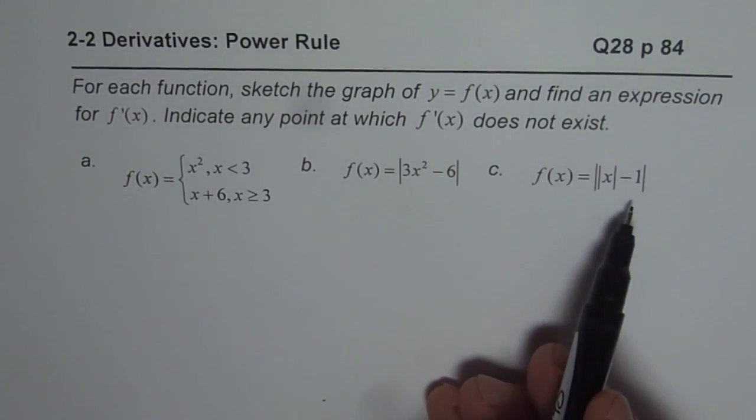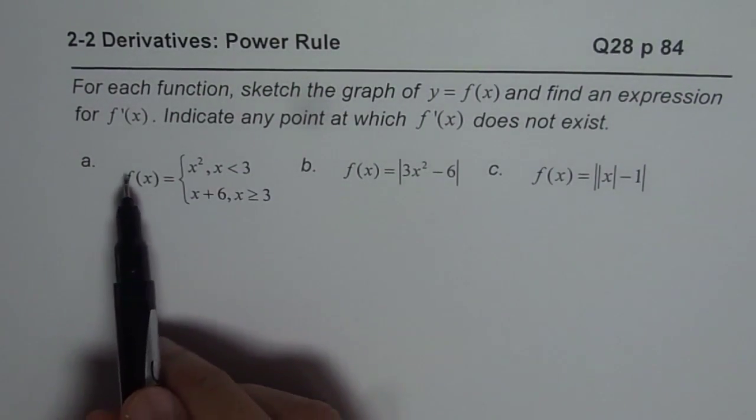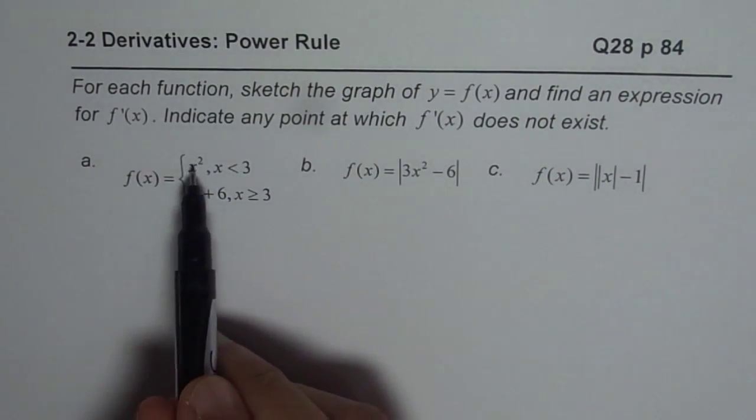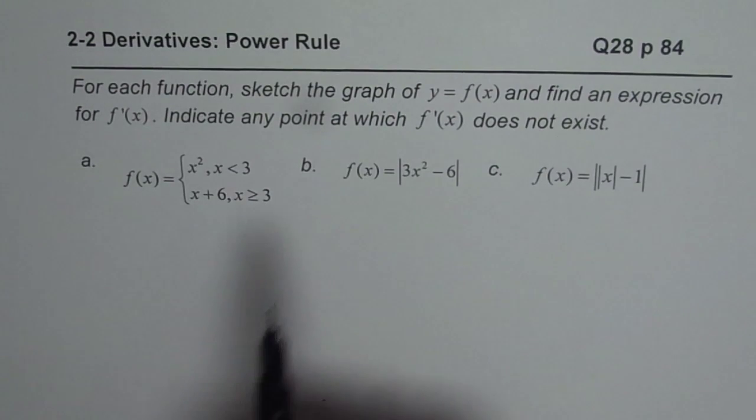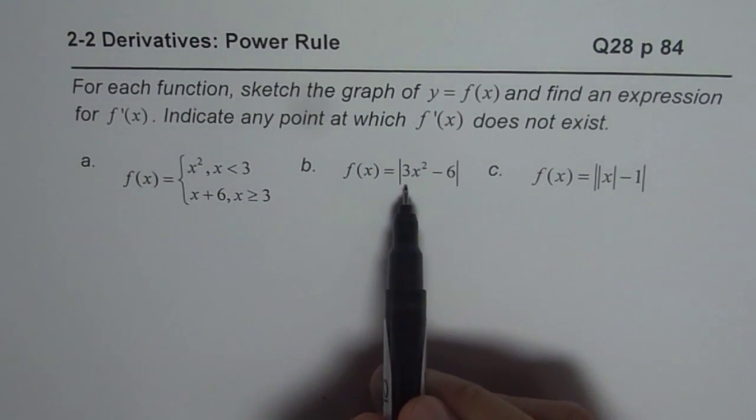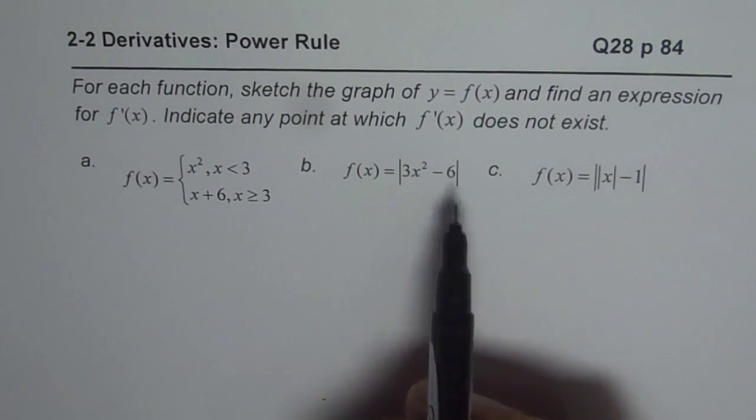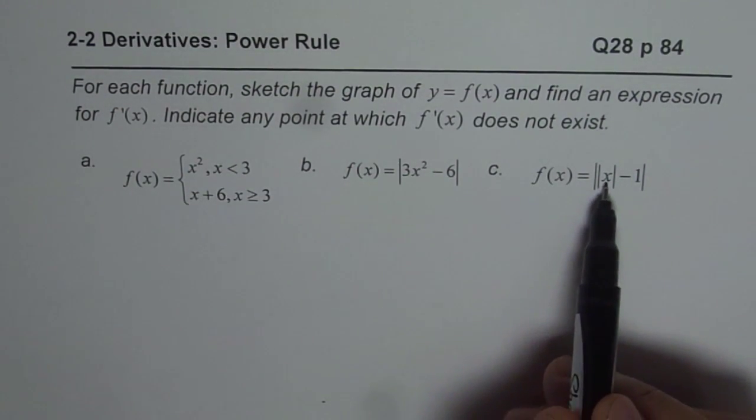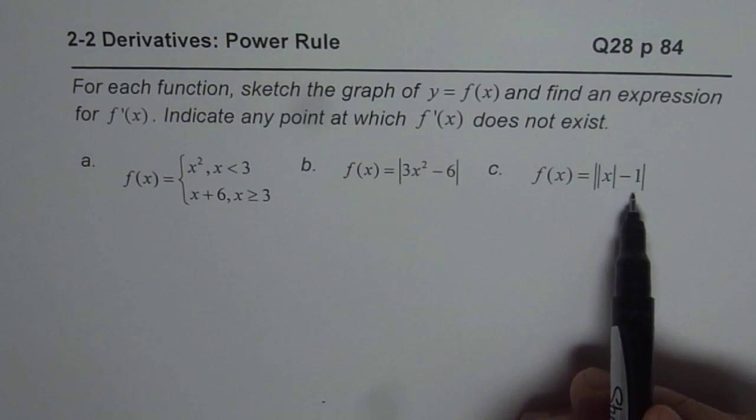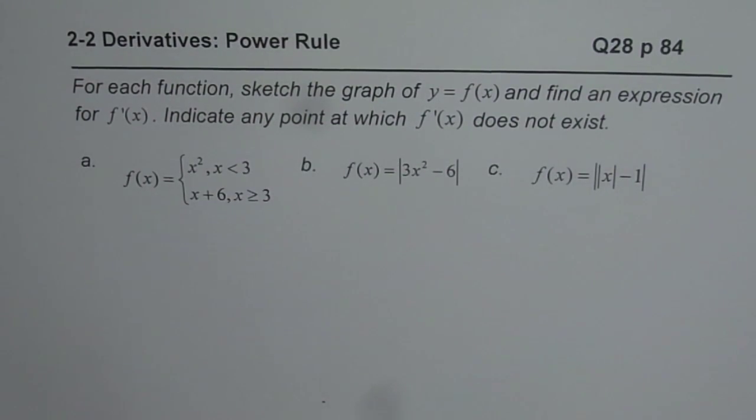All three are kind of piecewise functions. So f of x equals x squared when x is less than 3, or x plus 6 when x is greater than or equal to 3. f of x is the absolute value of 3x squared minus 6, and f of x equals the absolute value of x minus 1, correct? So that is the question for you.